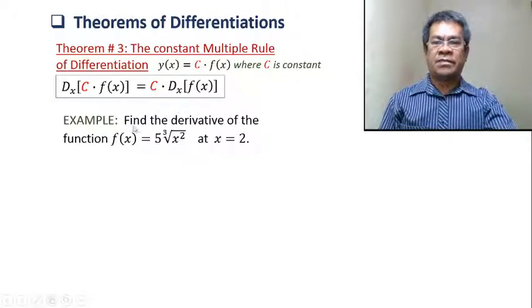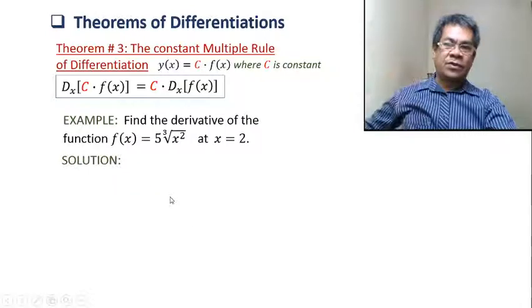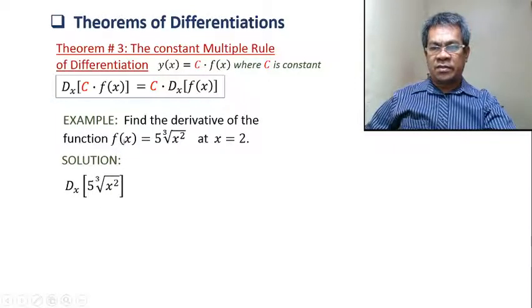So for example, suppose I have this one. Find the derivative of the function which is equal to 5 cube root of x squared at x equal to 2. So what will you do? For your solution now, take the derivative because you are asked to find the derivative.